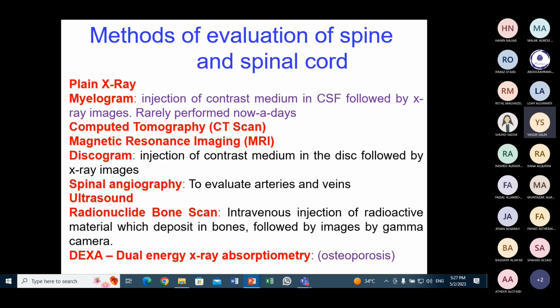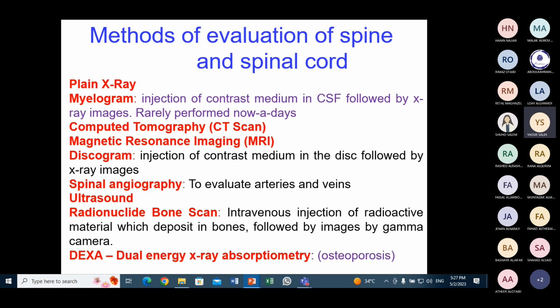And radionuclide bone scan. This technique requires IV injection of radioactive material, radiopharmaceutical or radioisotope, and this agent is deposited in the bone. Then we scan the patient with a gamma camera to identify abnormalities that can be demonstrated by this technique.